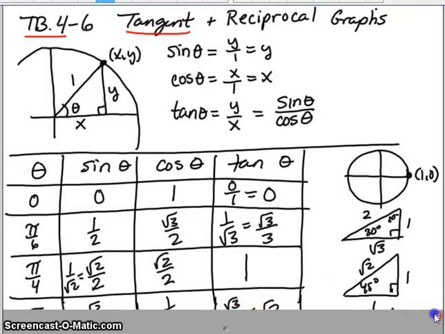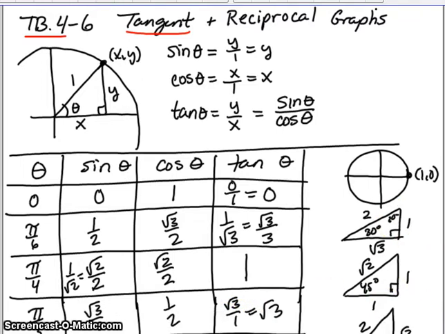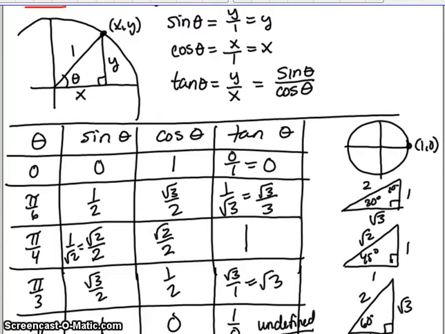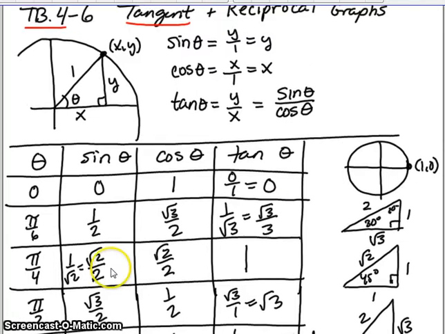I'm going to scroll this up a little bit. Okay, pi over 3. Pi over 3 is just the opposite. Sine and cosine just trade places now because we're switching the 30 and the 60 in our triangle. So now opposite over hypotenuse is square root of 3 over 2, and adjacent over hypotenuse is 1/2. And so tangent is square root of 3 divided by 1, or square root of 3.